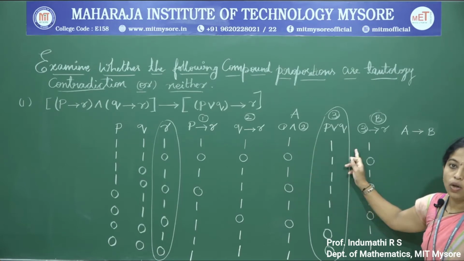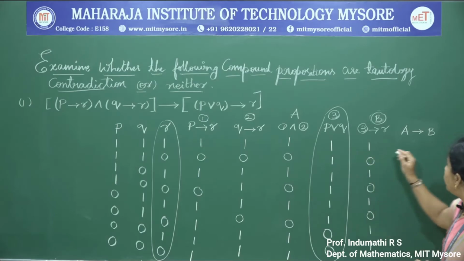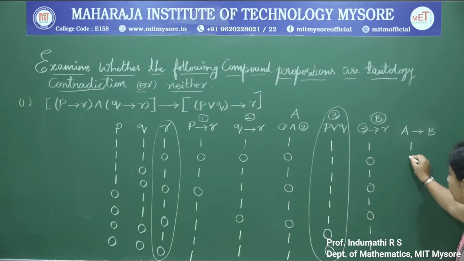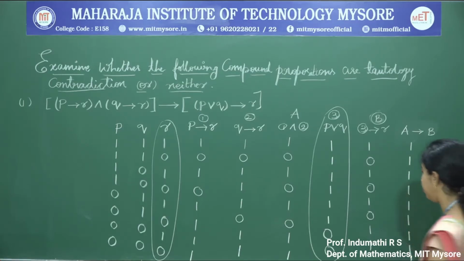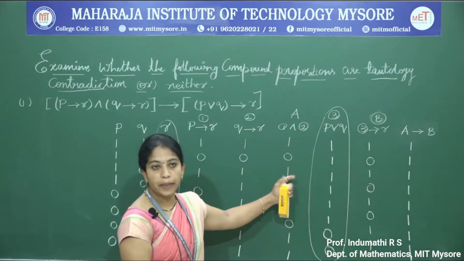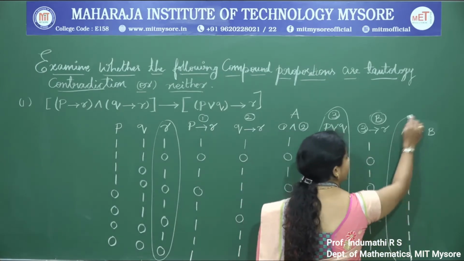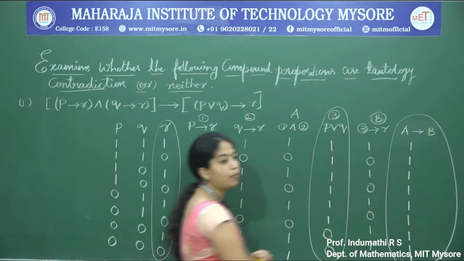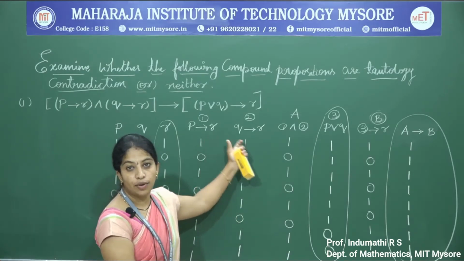In conditional, 1 0 is 0. The remaining terms will be 1. A conditional B is 1 1 0 0 1 1 0 0 1 1 0 0 1 1 1 1. See the truth values of the last column. The truth values of this compound proposition are all true. Therefore, the given compound proposition is tautology.